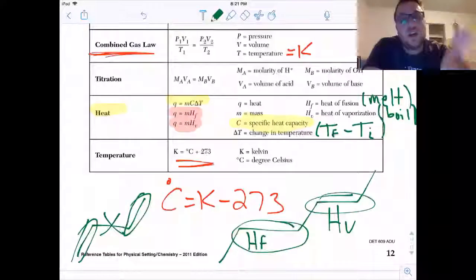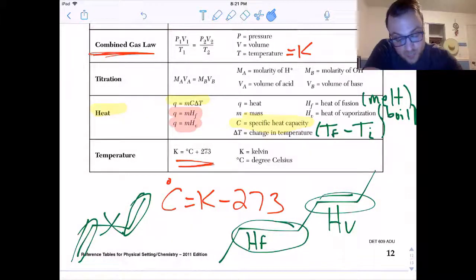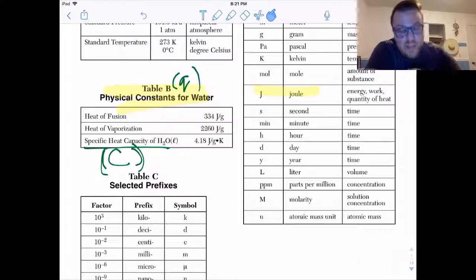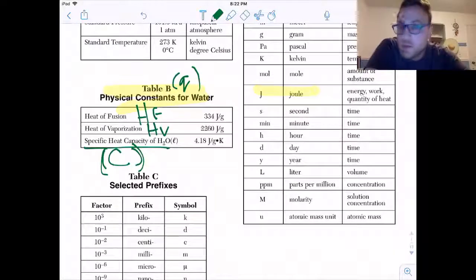Well, these are equations involving Q. So I'm going to go to my table that I've called my Q table. And we've got Hf here, and we have Hv there. So anything involving heat, aka Q, look at the equation on Table T. Look at the constants you may or may not need on Table B, which I'm nicknaming Table Q.